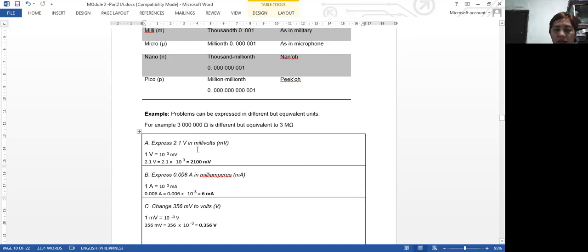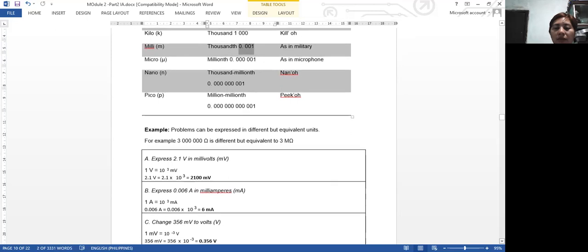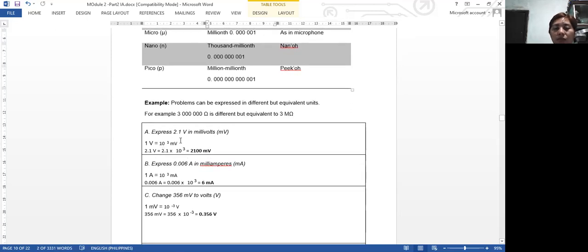So what I'm trying to say here is, since volt is greater than millivolts, the number expected here is bigger than 2.1. But again, do not be confused. 2.1 volts is just the same as 2,100 millivolts. So again, why is it 10 cube? Because 1 volt divided by the equivalent of milli, 0.001, as you can see here on our table, we arrive at 10 cube. So 2.1 times 10 cube, that's why we have 2,100 millivolts.